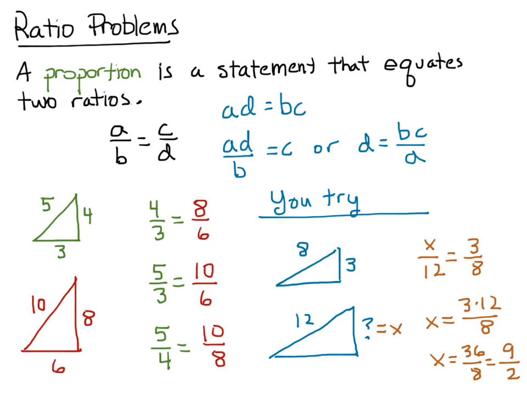Yes? Can you not set it up like 8/12 equals 3/x? Yeah, that works as well. Yeah. So the proportionality that you're stating then is that one side is to its corresponding side as another side is to its corresponding side. That's a fancy way of saying, I think what you're getting at, where you said 12/8 equals x/3.